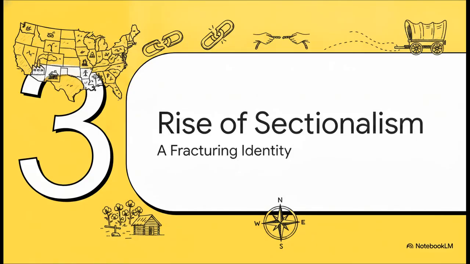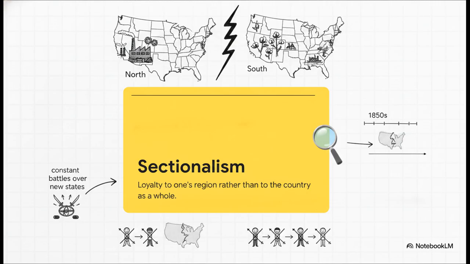All right, Section 3, the rise of sectionalism. As this fight over congressional power dragged on, a totally new mindset took hold. It was called sectionalism. Make sure you remember this concept because it's a fierce loyalty to your own region rather than to the country as a whole. Because of the endless battles over new states, by the time we hit the 1850s, people increasingly saw themselves as Northerners or Southerners first and Americans second. The shared national identity was seriously fracturing.